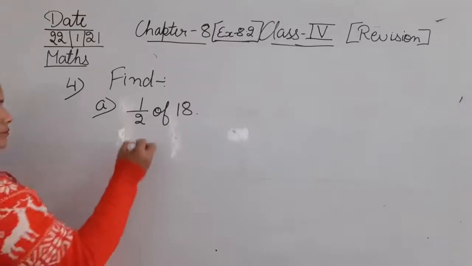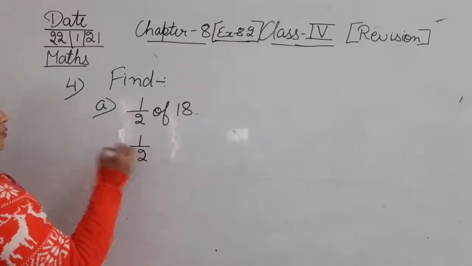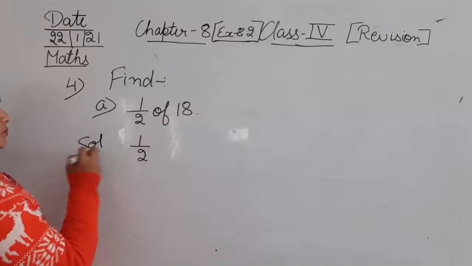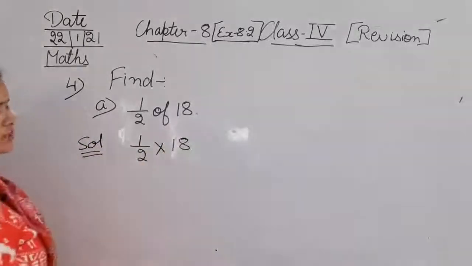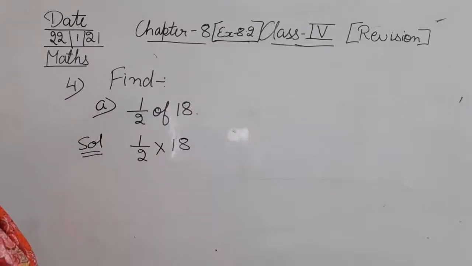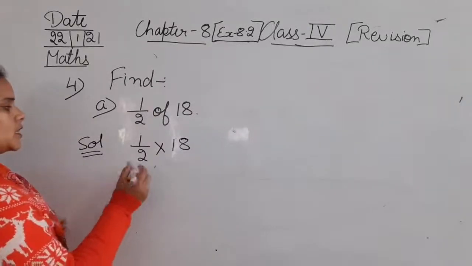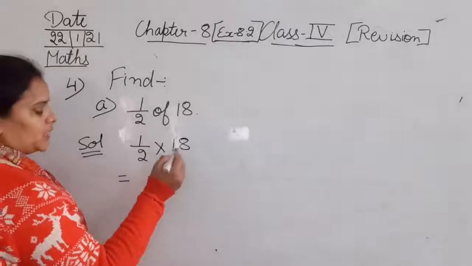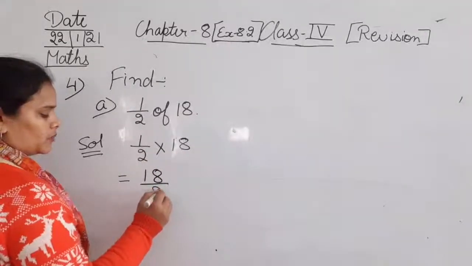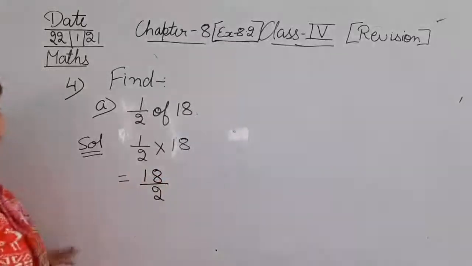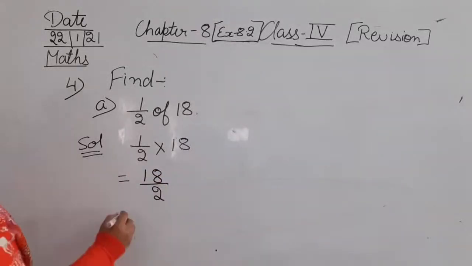That is 1/2 multiply by 18. 1/2 multiply by 18. Next, numerator will be multiplied with 18, that is 18. 1 18s are 18. Denominator will be same. 18 divided by 2. Okay, now let's divide 18 with 2.